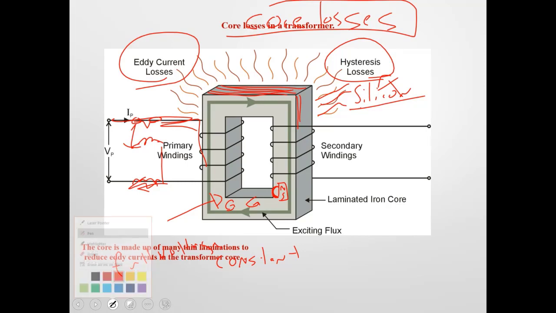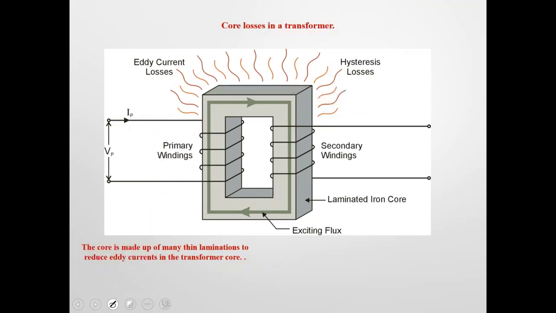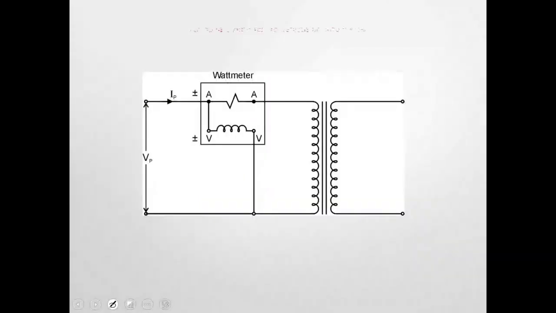All right, I'm just going to erase this for a sec. The core is made up of thin laminations to reduce eddy currents, and silicon steel is used to reduce hysteresis losses of a transformer. So one of the ways, like I was saying, that we can determine the core losses of a transformer is the open circuit test.